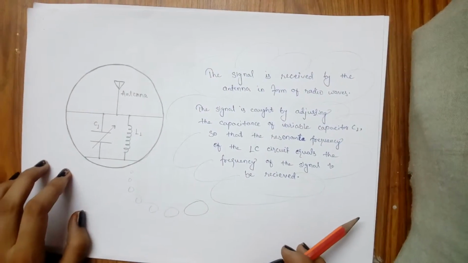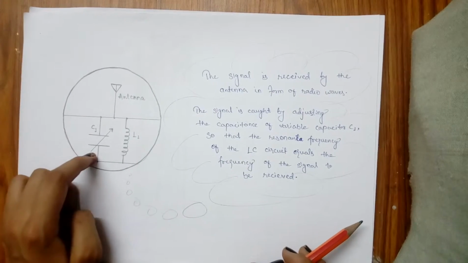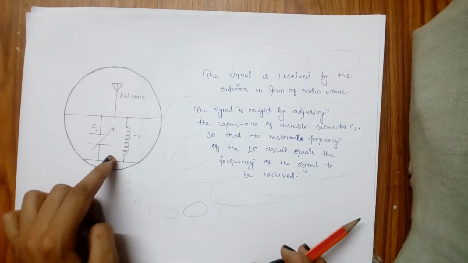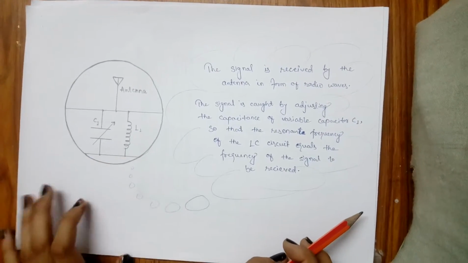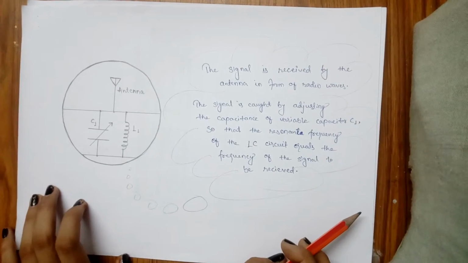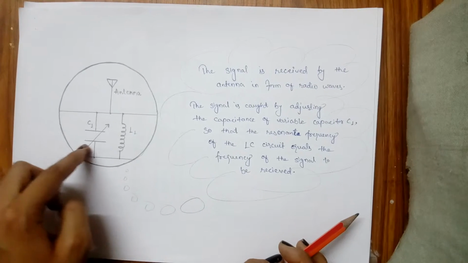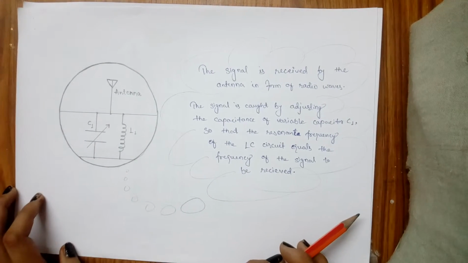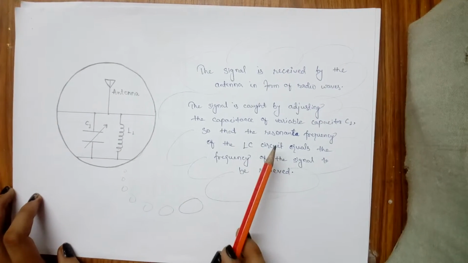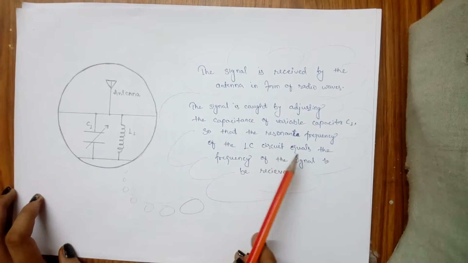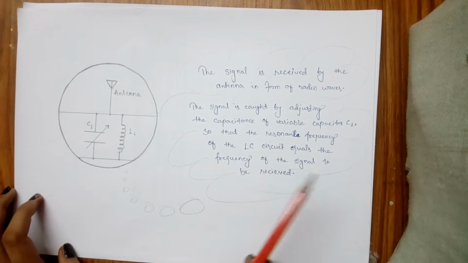First circuit. In this we have a capacitor, an inductor and the antenna from where the signal is received. The signal is caught by adjusting the capacitance of the variable capacitor. This is the variable capacitor, so that the resonant frequency of the LC circuit equals the frequency of the signal to be received.